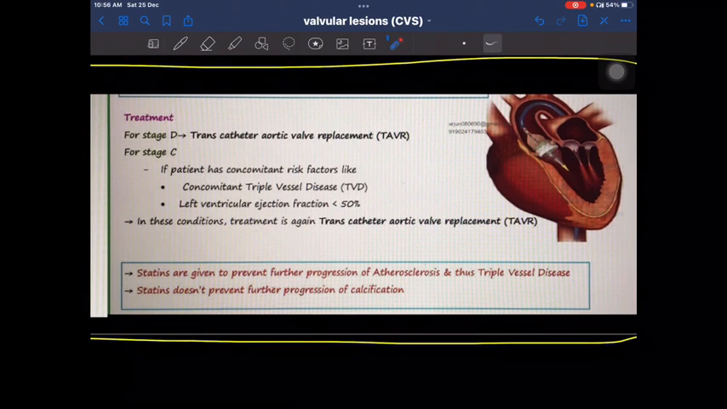Now treatment. Stage D. What is stage D? Severe and symptomatic. So we do a transcatheter aortic valve replacement. Okay. As you can remember, in MR we had told you that we do a mitral valve repair and not a replacement, because then we have to give warfarin lifelong. But here we do valve replacement. Stage C. What is stage C? It is severe and asymptomatic. So if this patient has concomitant risk factors like triple vessel disease or left ventricular ejection fraction less than 50%, in these conditions treatment is again transcatheter aortic valve replacement.